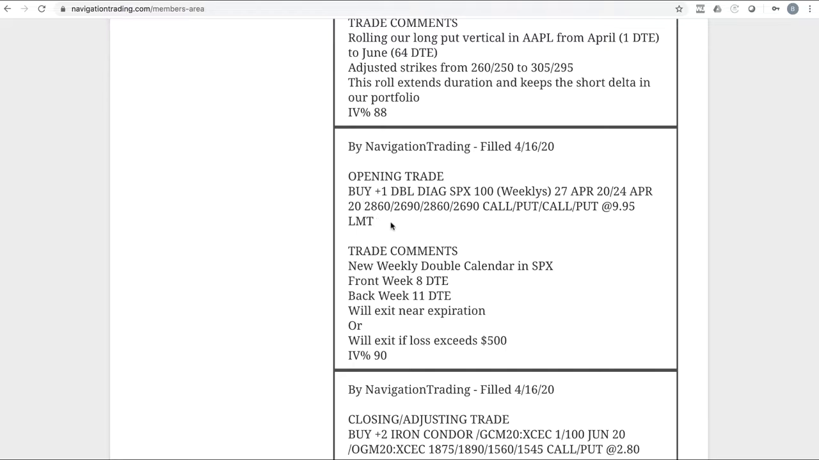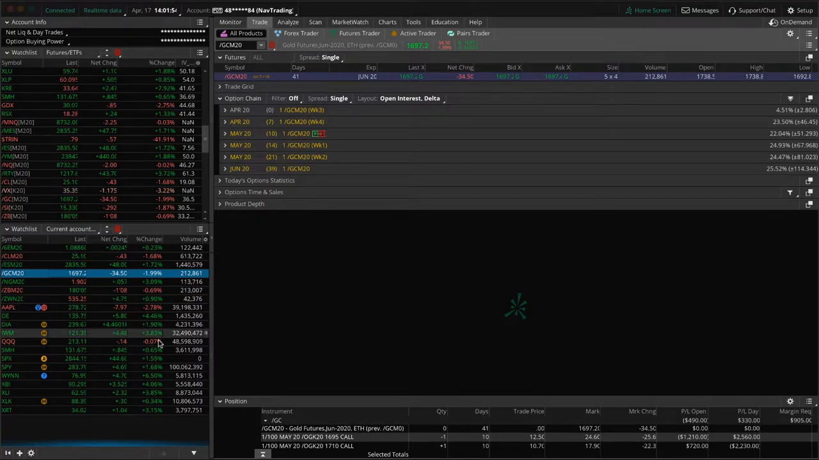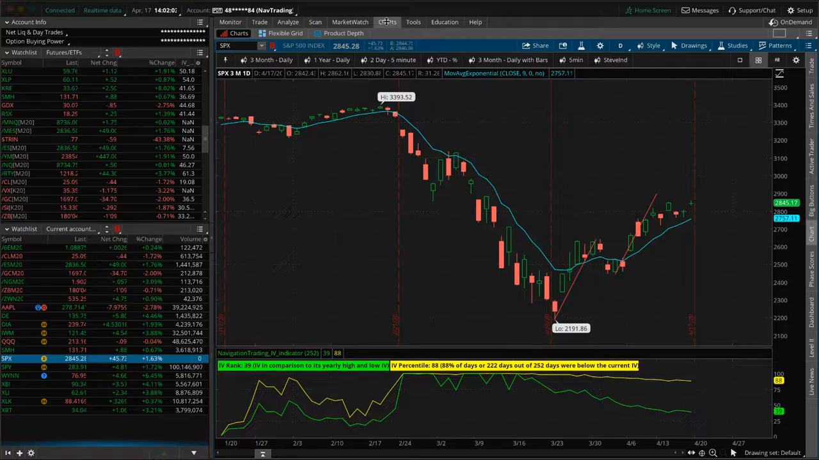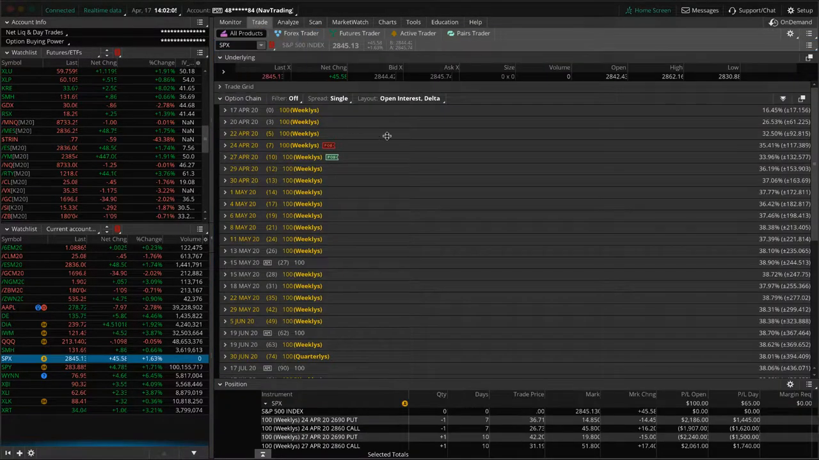Next trade, opening trade, did a new weekly double calendar. So had some questions about this, and I went over this a couple weeks ago in the weekly video, and I'll reiterate my thoughts. Here's the deal: whenever we put these on, we've been pretty consistent about staying in that 6 to 8 days to expiration in that front week.